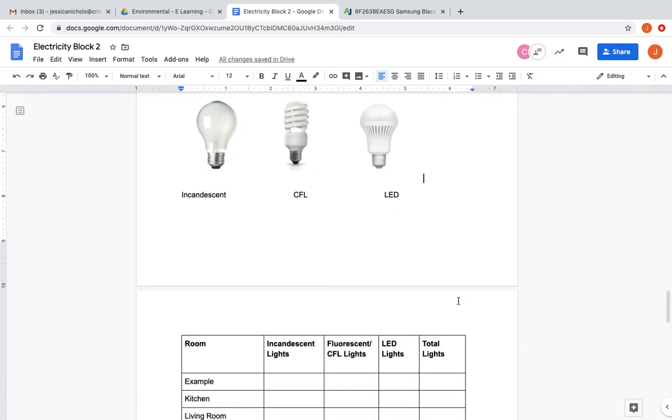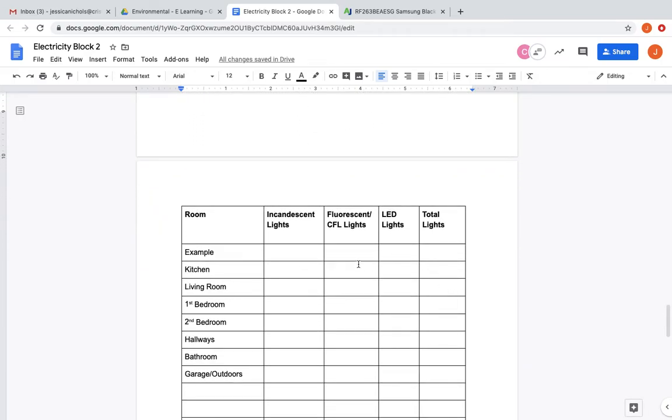Okay. So you're going to go around your house and decide. You're going to start in your kitchen and write down how many incandescent light bulbs there are there, how many CFL, how many LEDs, and then you're going to write down your total lights in that room. So you just add up everything in that row.